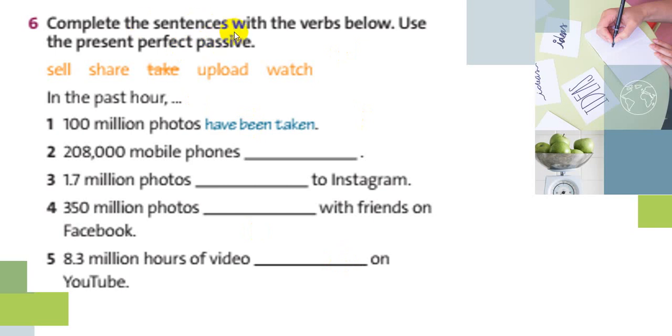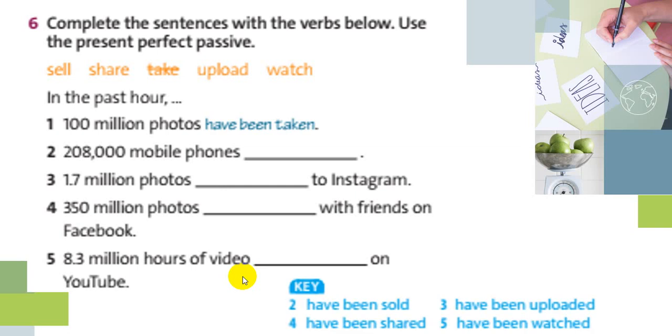Next, you complete the sentences with the verbs below using the present perfect passive. In the past 24 hours, 100 million photos have been taken. Next is number 2: 208,000 mobile phones have been sold, and 1.7 million photos uploaded to Instagram, 352 million photos shared with friends on Facebook, 8.3 million hours of video watched on YouTube.